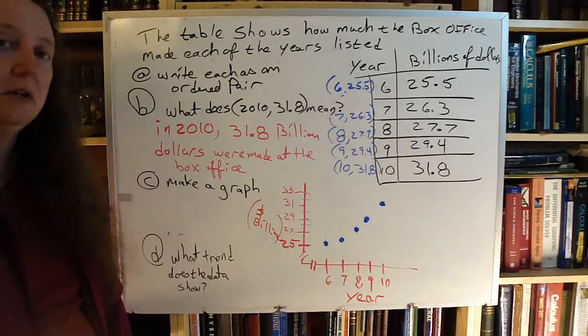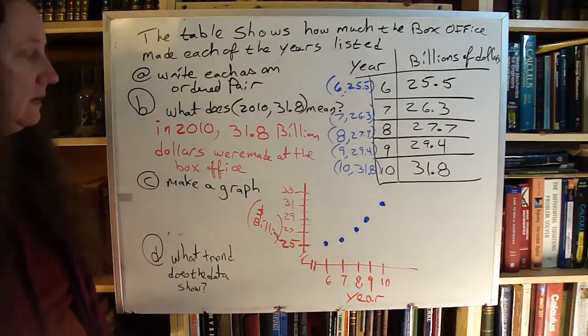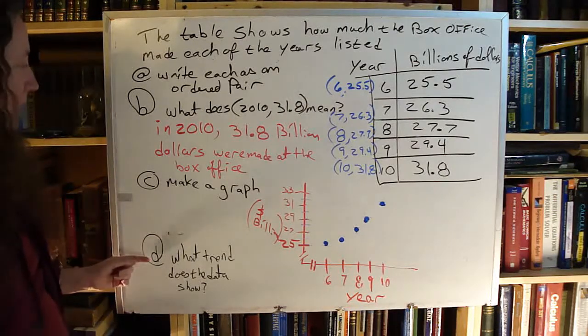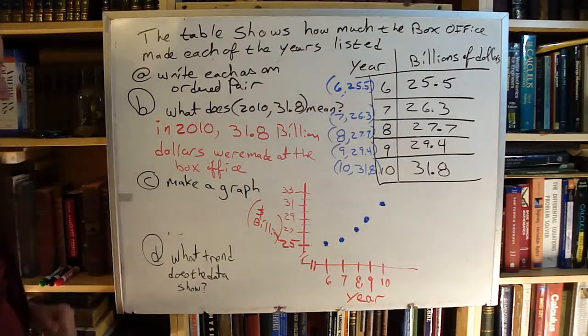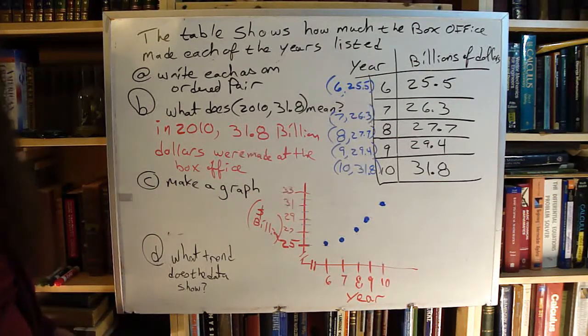Some people might like to put a line to connect them. That's okay. Question C is done. Question D. What trend does the data show?